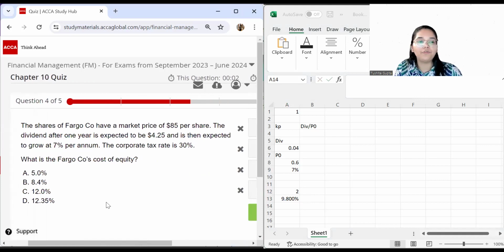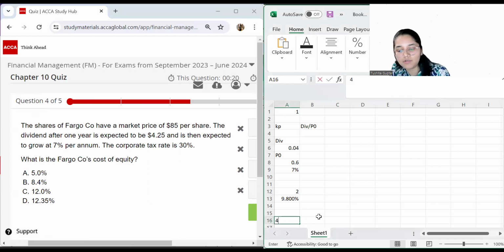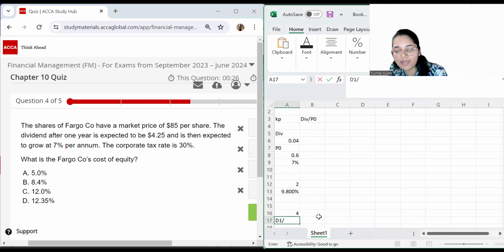Moving ahead to question number 4, the shares of Fargo company have a market price of $85 per share. Dividend after 1 year is expected to be 4.25, and it is expected to grow at 7% per annum. You have the corporate tax rate over here as well. So even though this is not something which you need, this is question number 4. The formula which you have learned is D1 divided by P0, which is your present market price, plus the growth rate. So I'm going to use exactly the same thing.